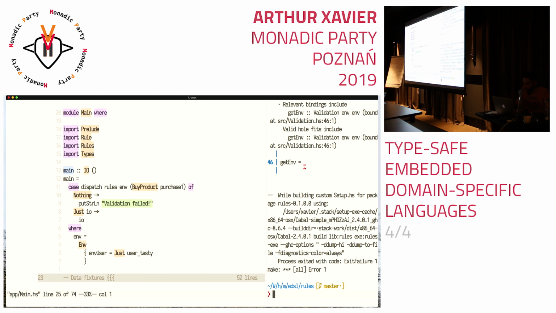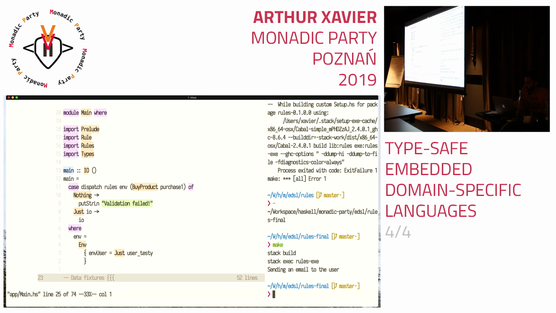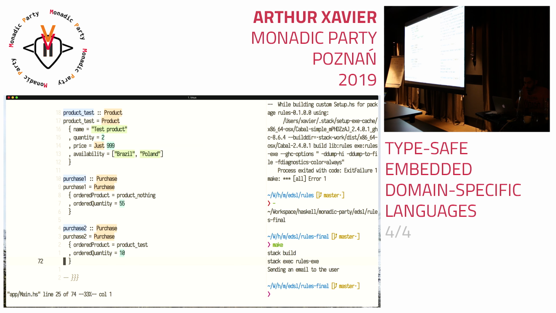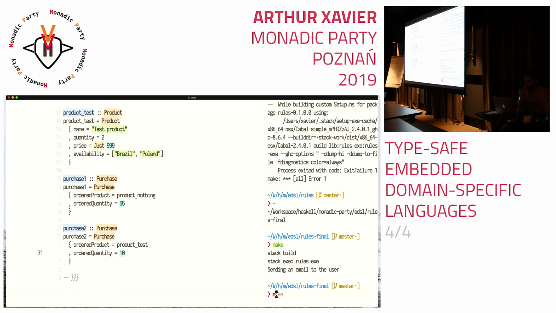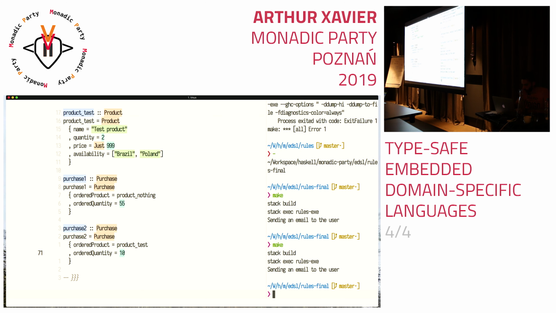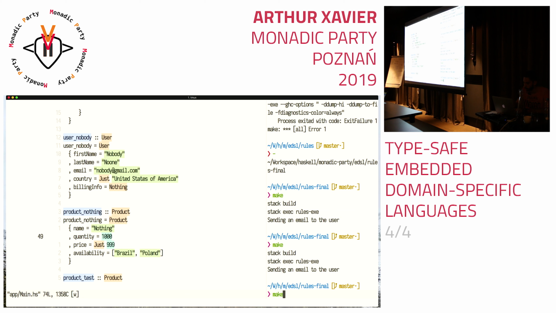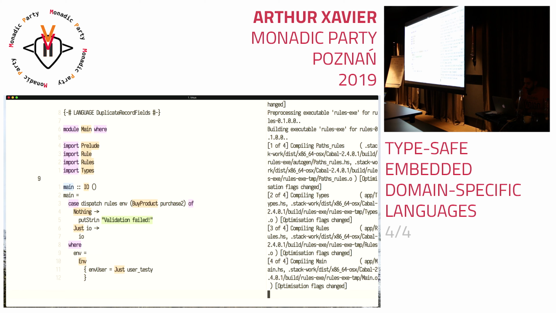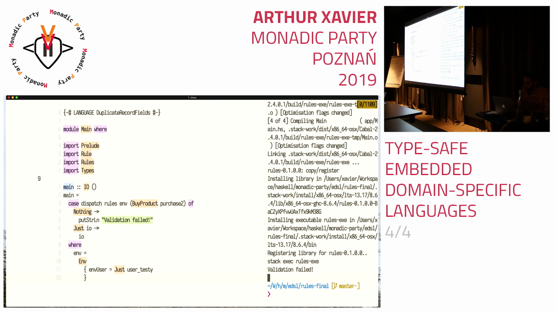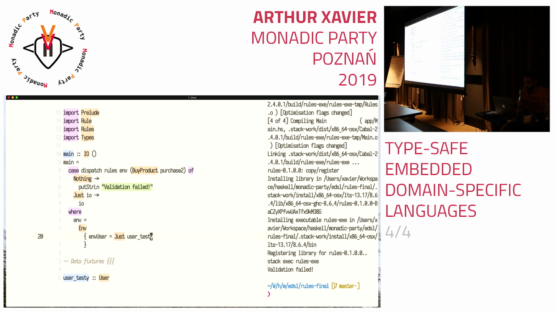Oh, I'm in the wrong folder. So we see that we are sending an email to the user, so the rules have passed, okay? If I change this perhaps to purchase 2, where we're buying this test product, and we only have 2 units of it, but we want 10 units of it, it's not going to work. I didn't save this, okay. So we're going to see validation failed here, okay? If we change this user to some user that doesn't have the info, this is also going to happen, okay?